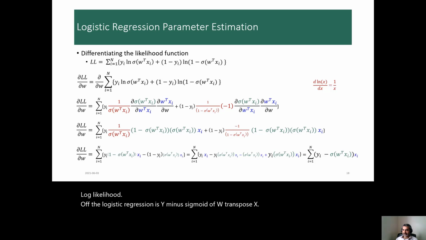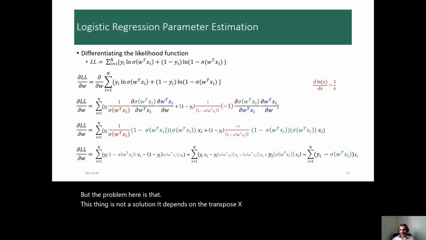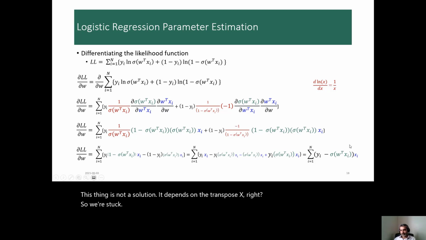But the problem here is that this thing is not a solution. It depends on W transpose X, right? So we are stuck. No solution here. After differentiating, we are again depending on something that we are trying to find. And how to maximize that, so it's a no-go. But still, this may be useful somewhere. So let's keep tabs on that.